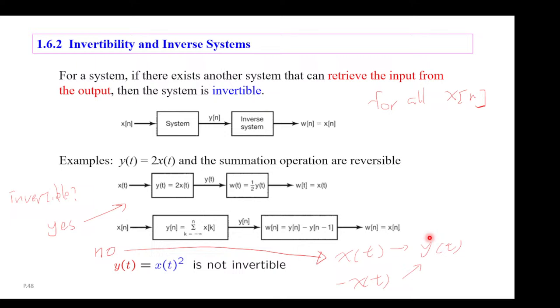So for example, in this system, y of t equals x of t squared. Then you have some x of t or minus x of t. Those two different signals both give you the same y of t because when you square, the minus sign disappears. This is a counterexample, so because of it you cannot find the inverse system. So no inverse system exists if two inputs give you the same output. Okay, questions so far? No. Then let's go to the next one.